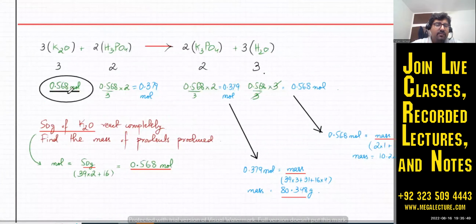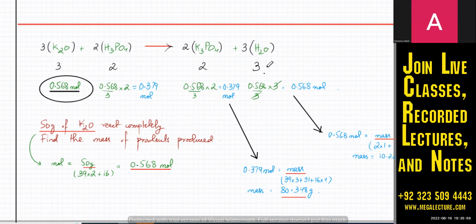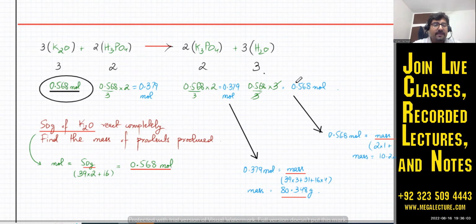Once you know the moles of one substance, you can just use ratios. 0.568 divided by 3 into 2 gives you these moles, and 0.568 divided by 3 into 3 gives you those moles, right? So it's a continuation of what we did yesterday. The equation deals with ratios, but you need to know the moles of one substance, and I just told you how to find the moles of any one substance. Clear?